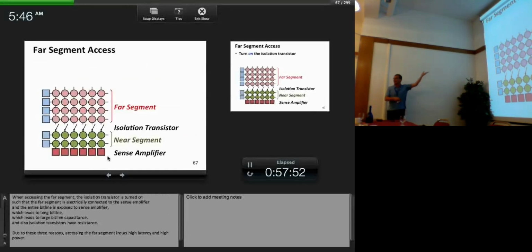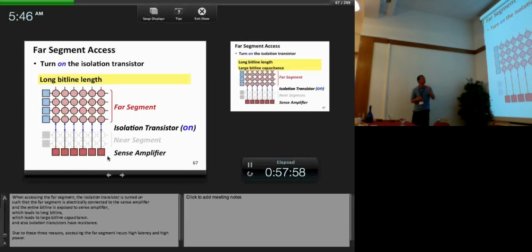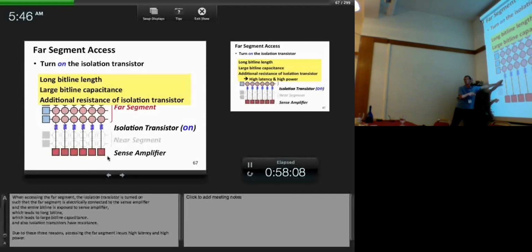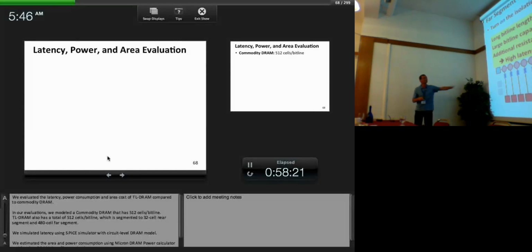If you want to access the far segment, because some of your data will be located there, you turn on the isolation transistor, and the memory controller does this. This gets long bit line length. It has large bit line capacitance. And it has the resistance of this isolation transistor also. So actually you get degraded latency because of that additional resistance. So you'd like to not have data accesses that go to the far segment in an architecture like this. So far segment accesses have high latency and high power.